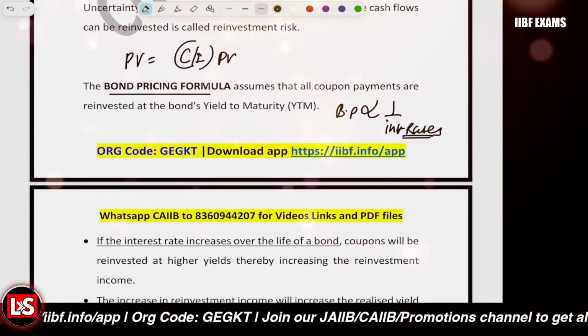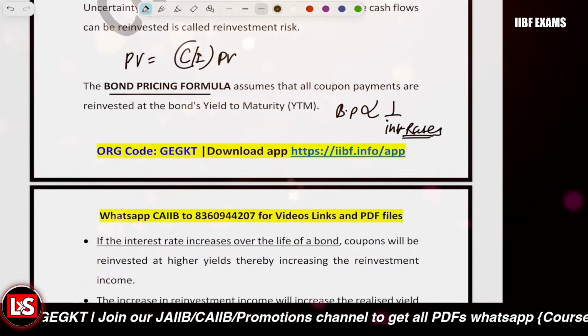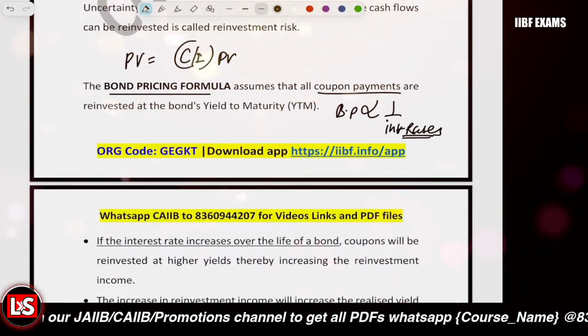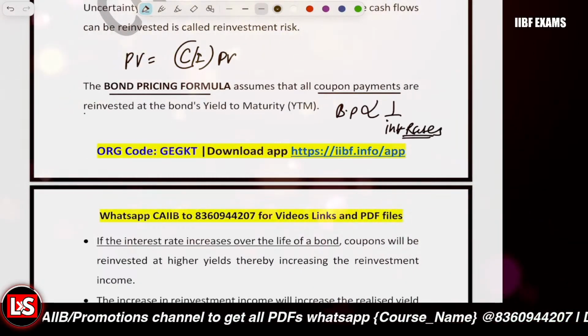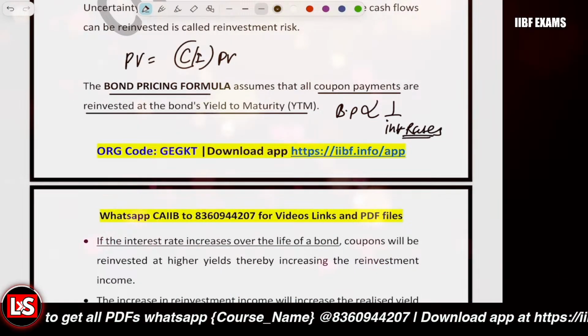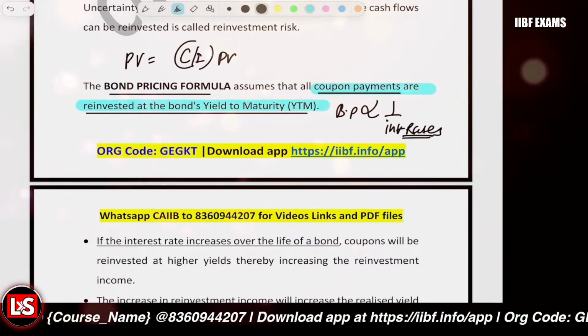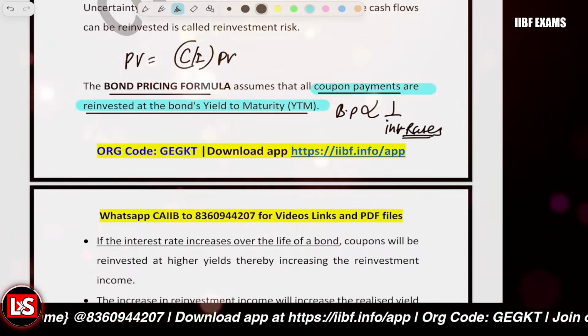And in that particular case, we are having one assumption: that whatsoever coupons we are going to receive are basically reinvested at the YTM. This is the assumption, and this is quite an important assumption in this scenario.